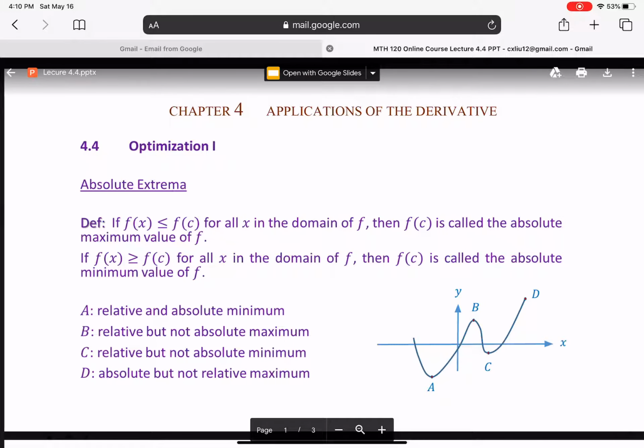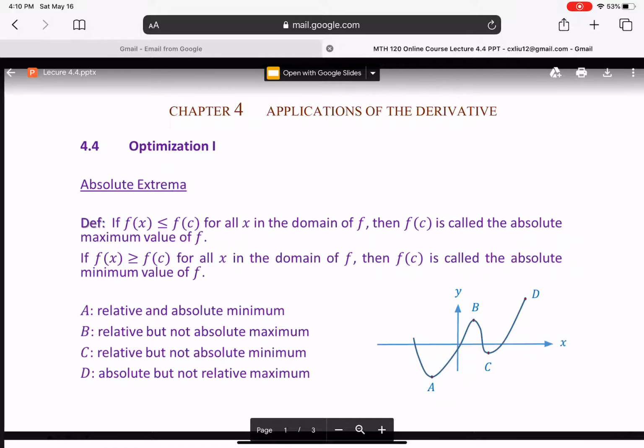Hello. Today we're going to start the discussion of optimization. We're going to discuss the same topic in the next section. Optimization means to pick the best choice from different options. Let's start from the concept of absolute extrema.